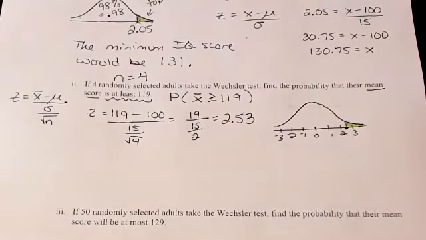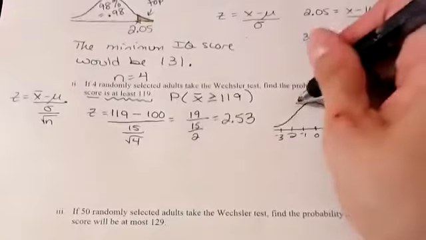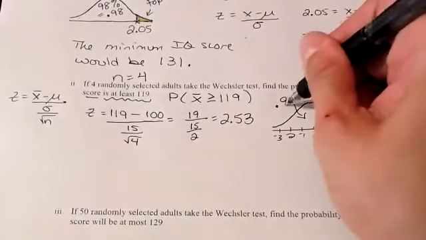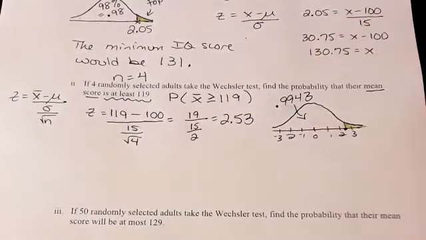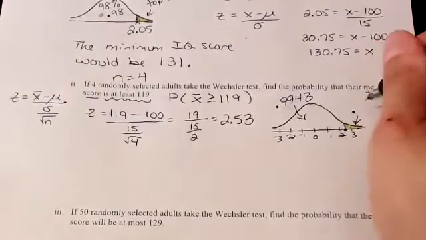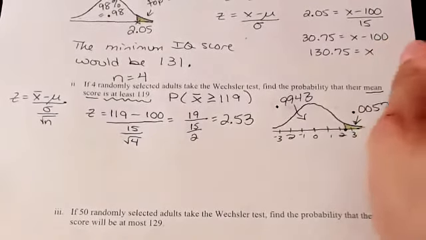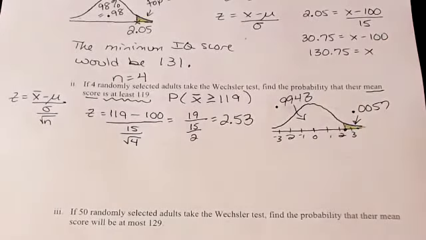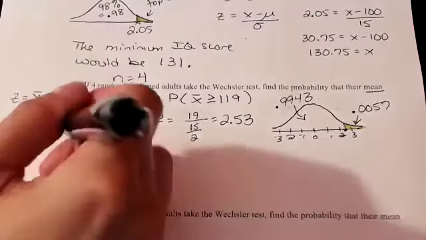We are going to go to our z-score table and we're going to look up the z-score 2.53. When we do, we see that it gives us an area to the left of 0.9943. But we want the area to the right. So then that means we're going to do 1 minus 0.9943. That means the area to the right is going to be 0.0057.